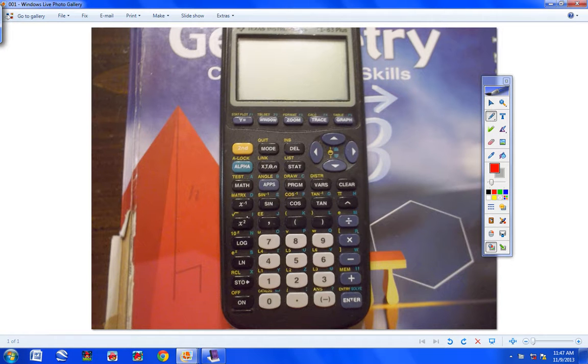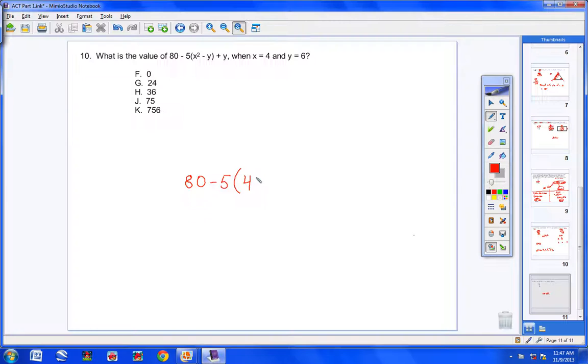This button right here is your x squared button, okay? Right here. X squared. Why it's not working, I don't know. But anyways, this is your x squared button. Hopefully you can see my mouse there moving around. So I would hit 4 and then this button right here, and up would pop a little 2 right here. And then next is minus, and then for y you're going to put a 6. So I would obviously hit 6 and then close my parentheses.